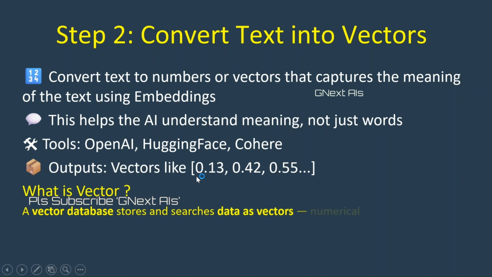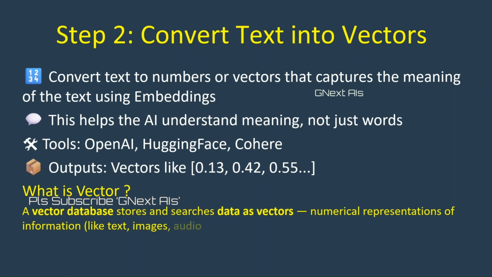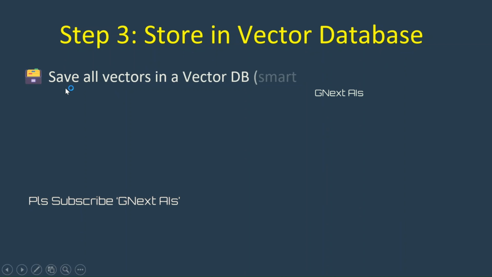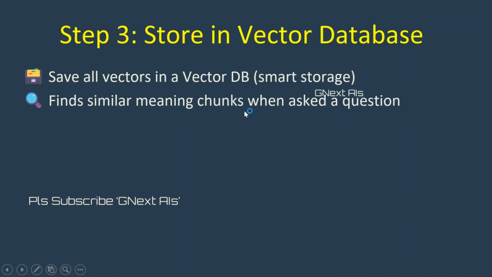So what exactly is a vector database? It stores and sorts data as vectors, numerical representations of information like text, image, audio, etc. In the future we can feed video too, and it will chunk it and keep it in this kind of numerical format, right? Then store it in a vector database. So save all the vectors in a vector DB, which is smart storage, you can say. Then it finds similar-meaning chunks when a question is asked.